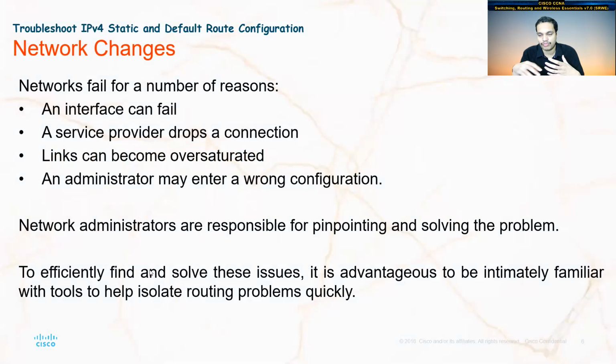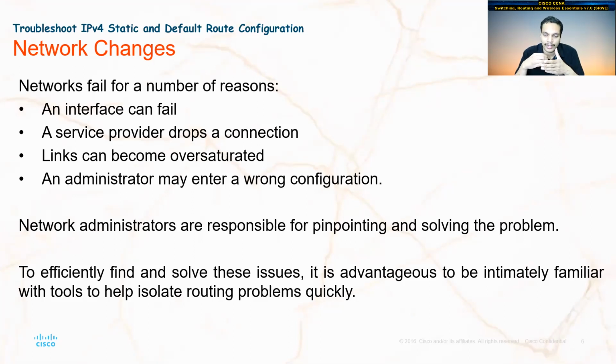maybe use your knowledge, use your experience to troubleshoot the issue. So when we talk about troubleshooting, first of all, you should understand why the issue arises. As I told you even in my earlier modules, it doesn't matter how good you are, doesn't matter how experienced you are, doesn't matter how many networks you have configured, there is always a possibility that the networks will have errors or there will be issues in networks. Networks fail for a number of reasons. Maybe an interface can fail, some connector or whatever it might be. A service provider drops a connection, the links can become oversaturated, or even an administrator may enter a wrong configuration. Because we are all human beings, it is common for us to make mistakes.